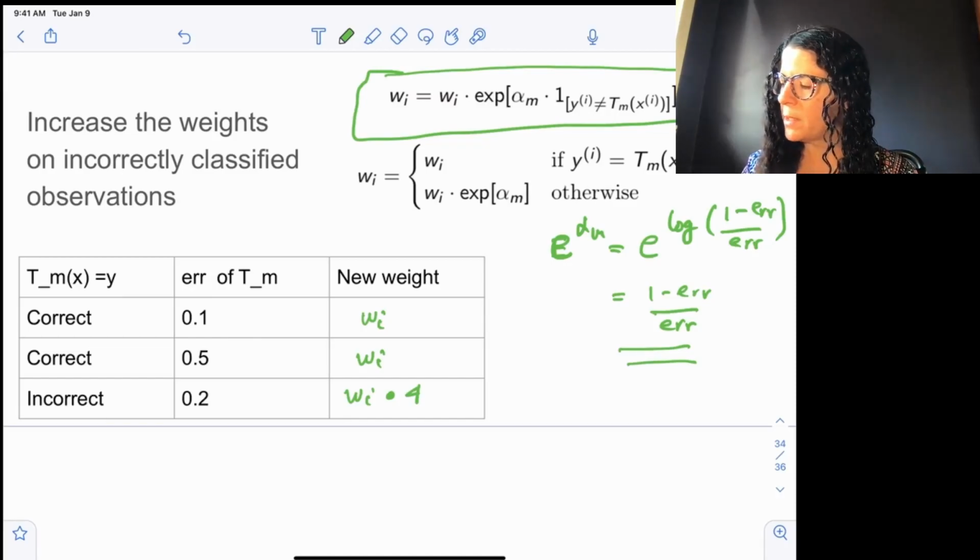I hope that this notation is becoming more familiar. Basically I just wanted to show you that if your algorithm is correct, you're going to keep the same weight on that example. If your algorithm misclassified that example, then we're going to multiply the weight by a number that is bigger than 1.